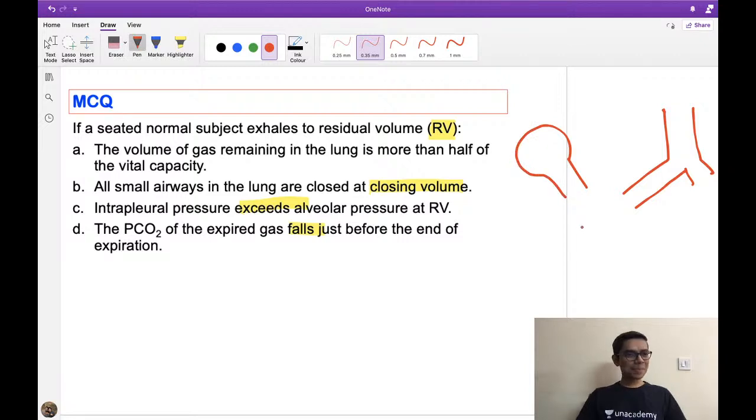Okay, that's a smart one. C or D, right? Very good. Yes, you are absolutely correct. Between C and D, you have to choose one.